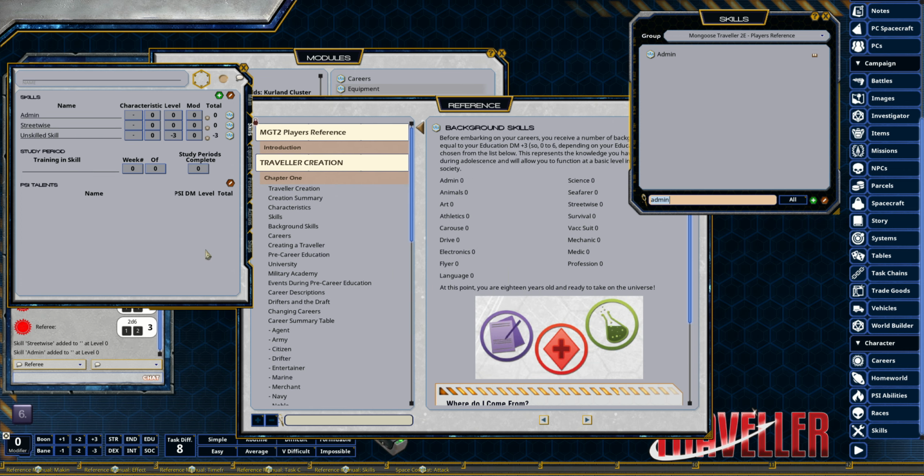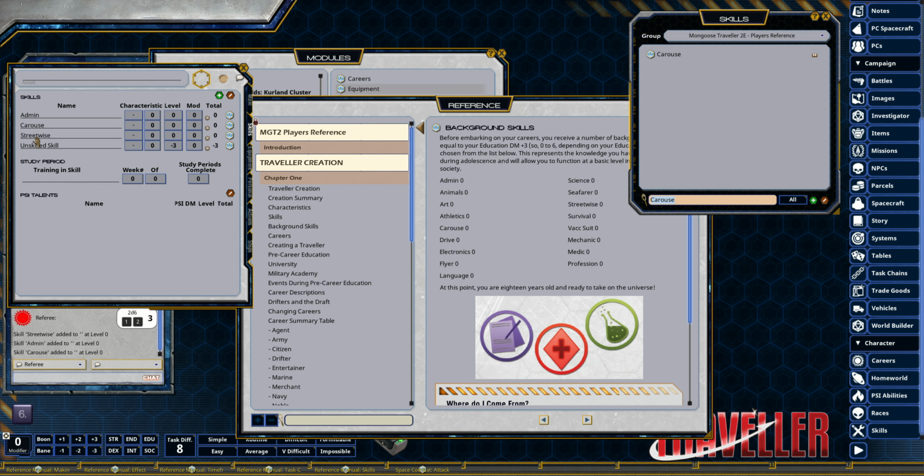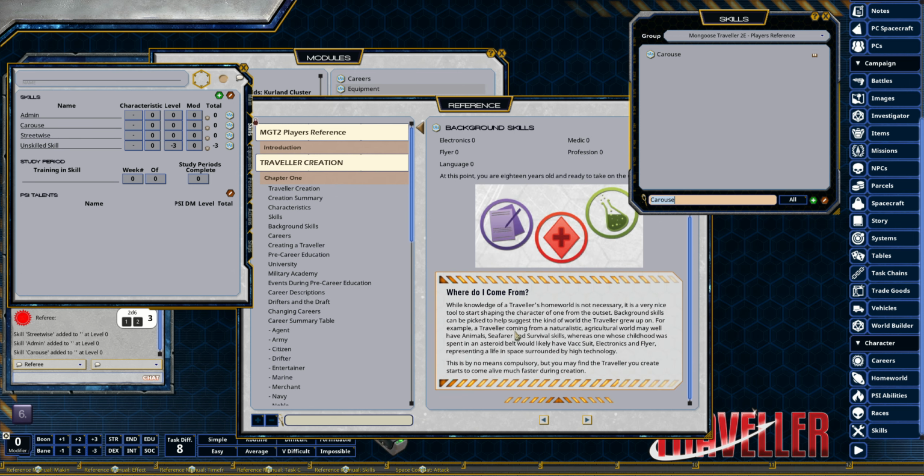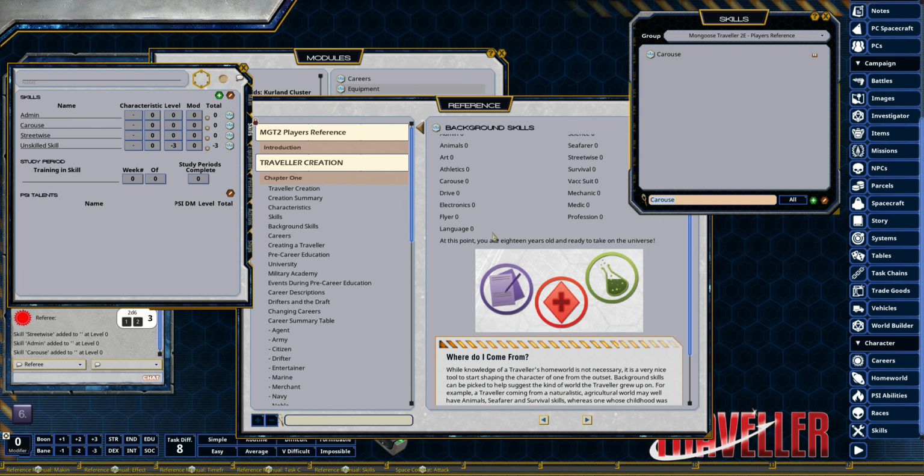Okay. And lastly, I already did Streetwise. Lastly, let's go ahead and go with, I'm tempted to take science, but nah. How about carouse? Carouse will work. How's that? That'll work. Perfect. Carouse. So I'm a little bit of a partier. I know the streets a little bit, and I can deal with bureaucracies. Okay, so that's my background skills.